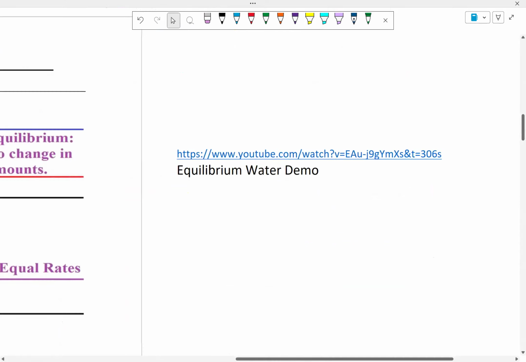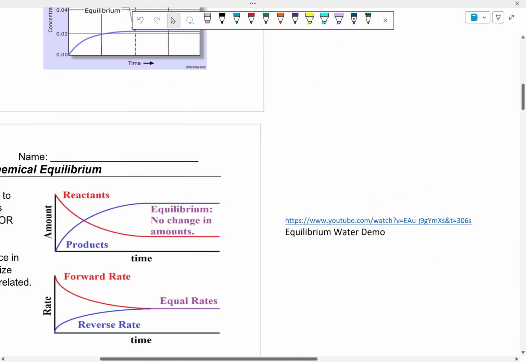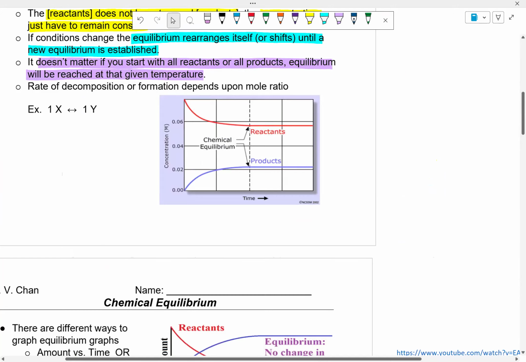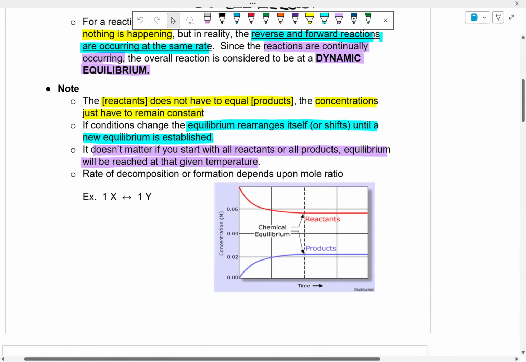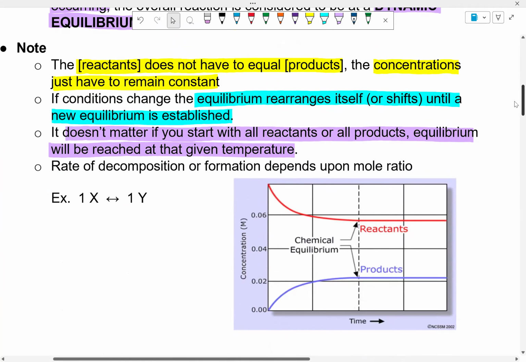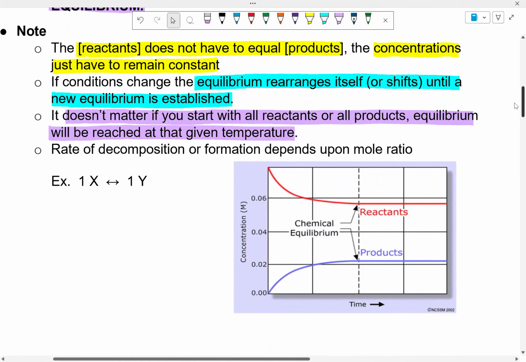And what it is, basically, is a demo that I've done in class or will do in class that explains the concepts of what dynamic equilibrium is, and explains the reasons why the reactants do not have to equal the products. The concentrations have to remain constant, and it doesn't matter if you start with all reactants or products, equilibrium will be reached. So I'll put the two links in the description box below.